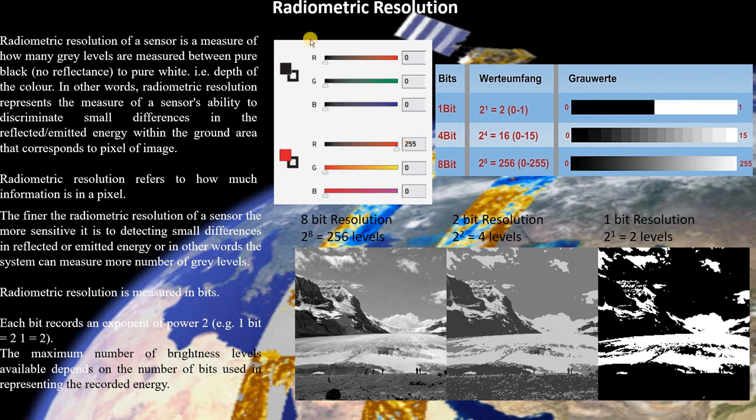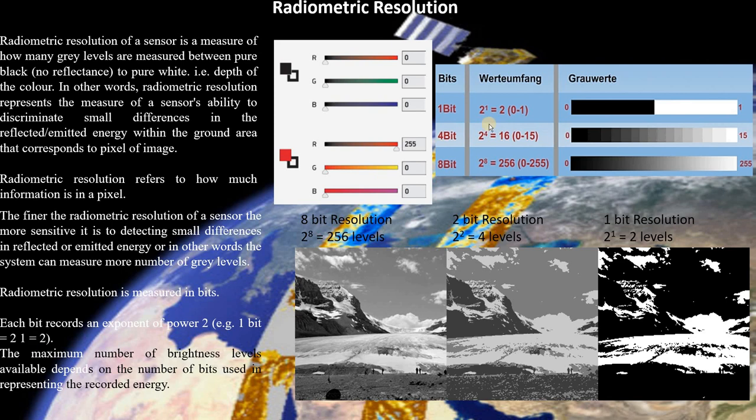What I'm trying to say ultimately is that radiometric resolution tells about the sensor's ability to clearly distinguish the number of shades or gray levels between pure white and black, if it is a black and white image. Similarly, the number of shades in red, green, and blue if it is a colored image, right? And one more thing, I also mentioned that radiometric resolution is measured in bits.